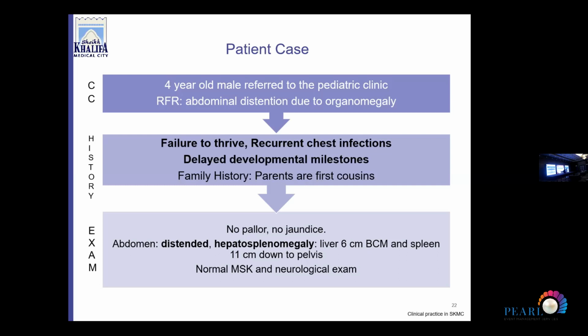The family history, again, parents are first cousins. On examination, you confirm the hepatosplenomegaly. And at that point, normal musculoskeletal and neurological examination. But again, the only difference here, recurrent chest infections and delayed developmental milestones. So what are the next steps in this case?